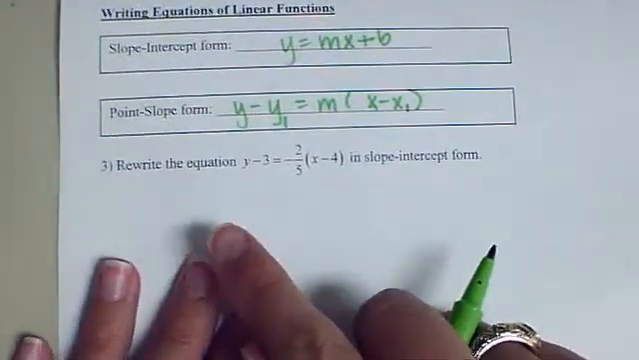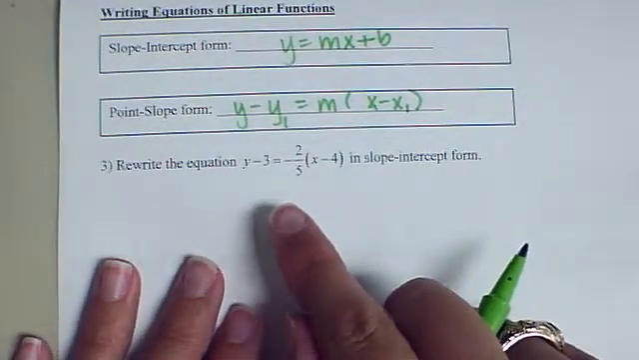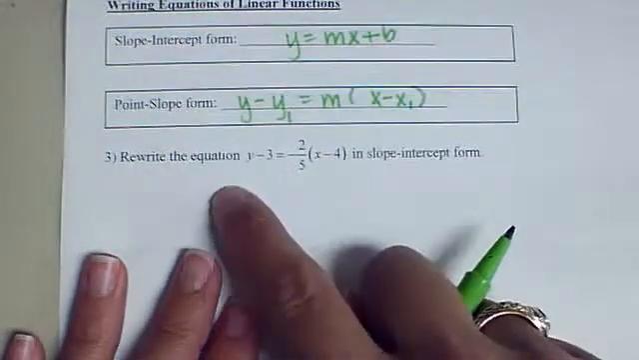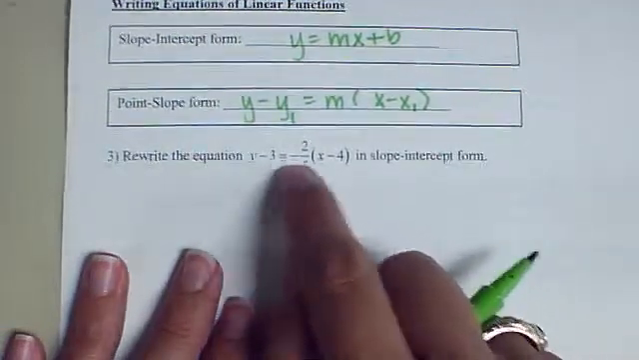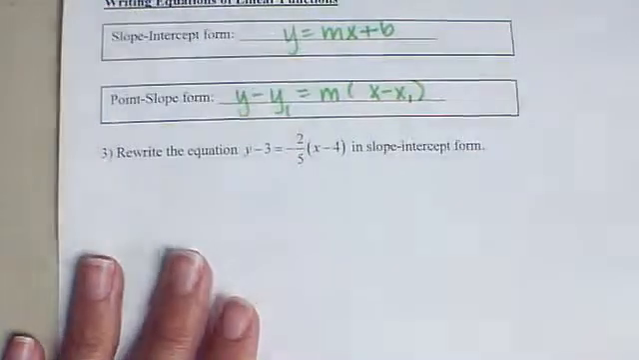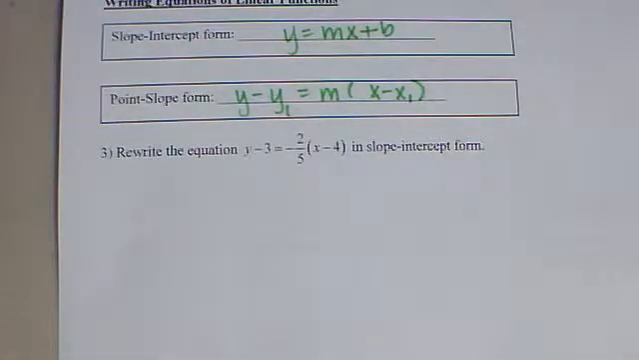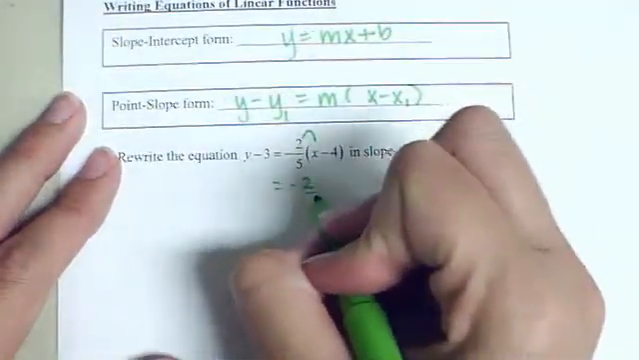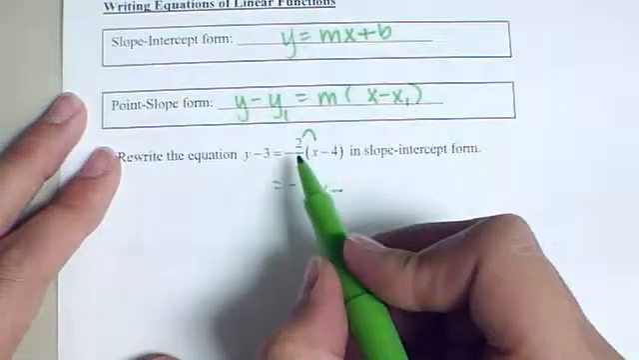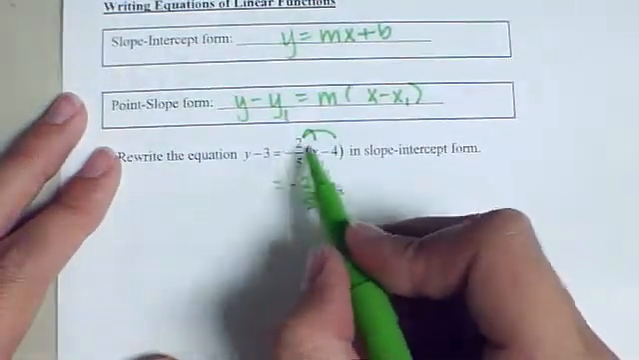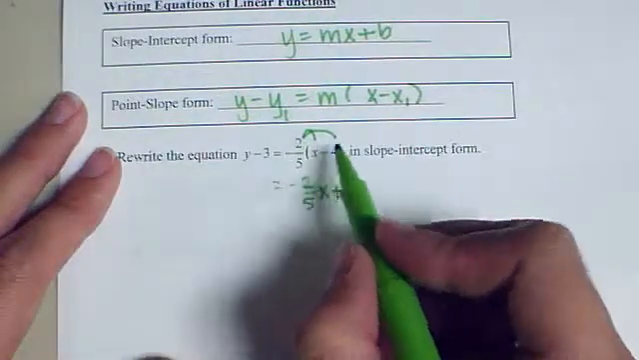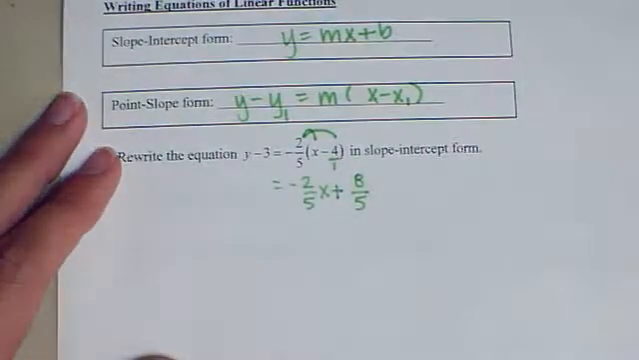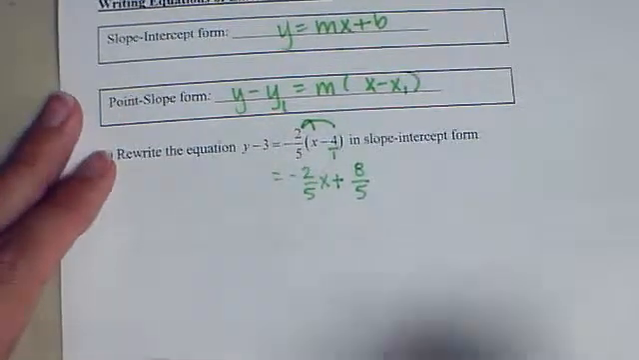If I'm given this equation, rewrite the equation y minus 3 equals negative 2/5 times x minus 4 in slope-intercept form. It's already in point-slope form. See, here's your slope and here's your point. To get it into slope-intercept form, we're going to rework the equation or distribute it and get y by itself. So I'm going to distribute negative 2/5. So I have negative 2/5 x minus, and then I've got negative 2/5 times negative 4. A negative times a negative is a positive. If I multiply 2 times 4, that gives me 8 over 5. Remember that that 4 is really just 4 over 1. I multiply across the top and across the bottom.